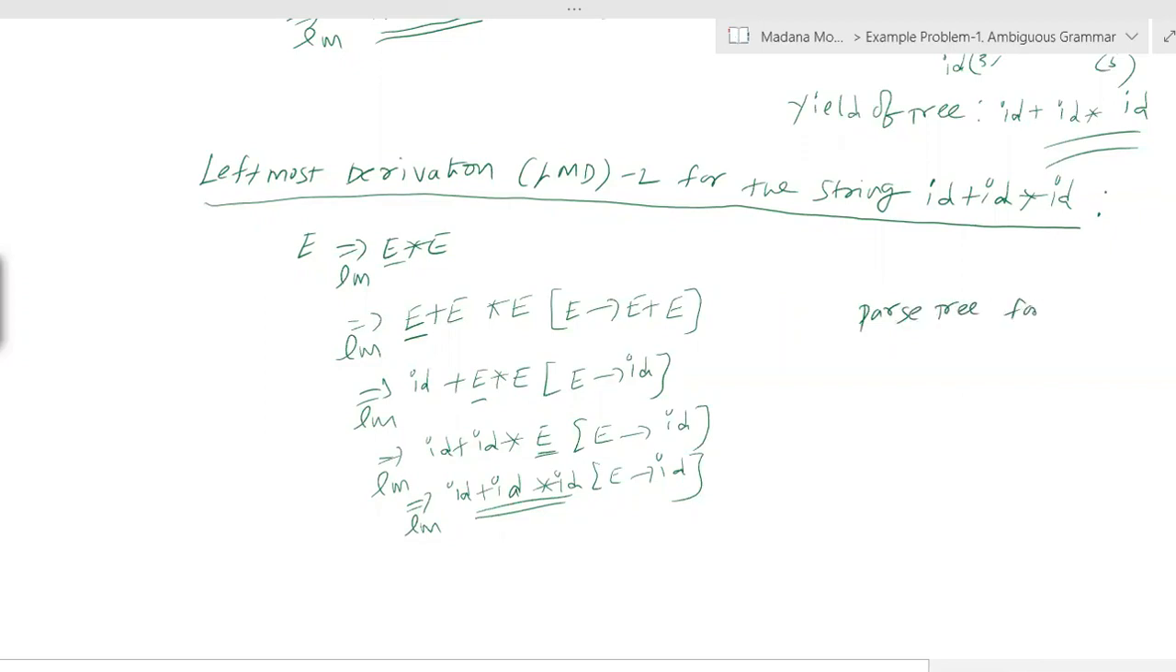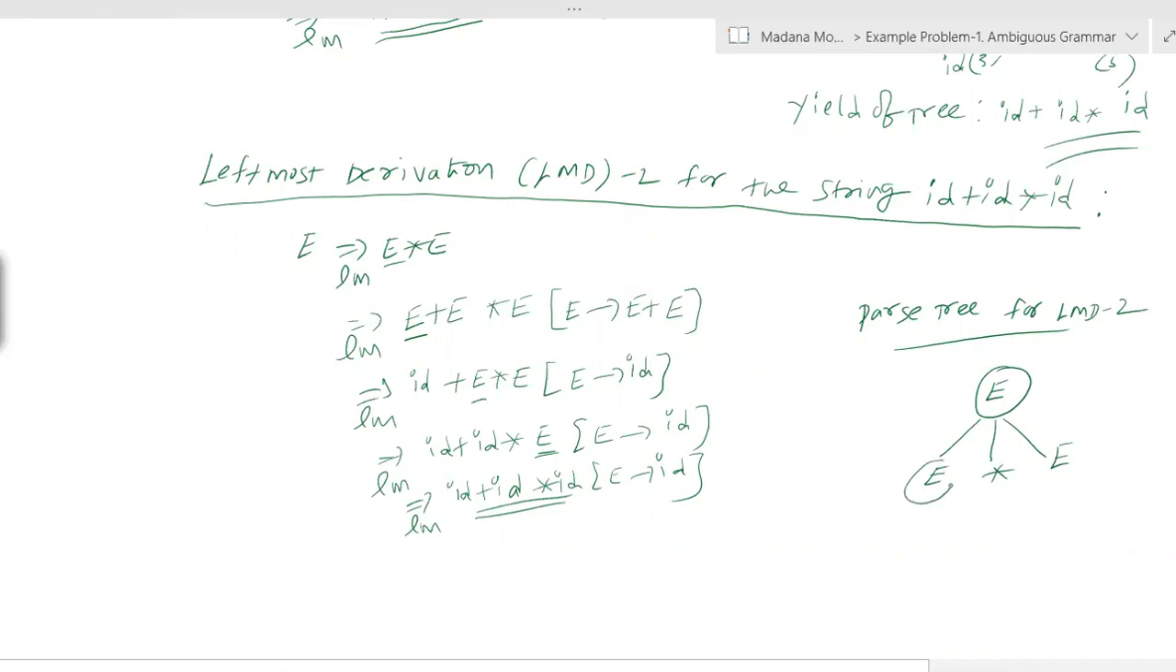Parse tree for leftmost derivation 2. So the same process we have to apply. First, take the starting variable as root. Then what is the first production we used? E into E. Now E, into, E are the children of the root E. So you can connect E, into, E to E from left to right.